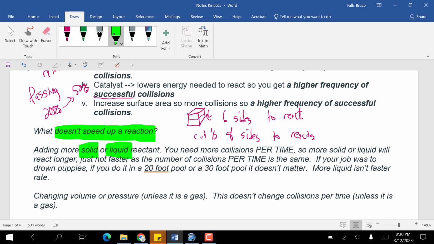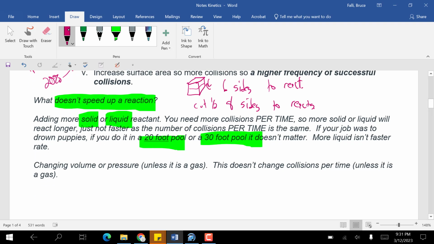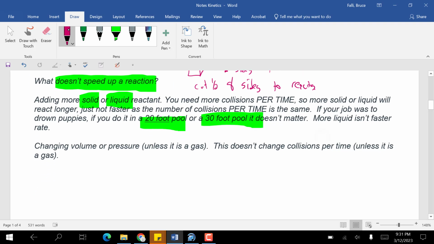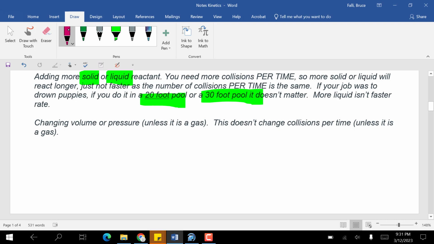Okay. If your job was to drown puppies, what a terrible job. If you do it in a 20-foot pool or a 30-foot pool, it doesn't matter. More liquid doesn't make it any faster. Okay. That's secretly how those lifeguard training jobs work. That's how they train you. They make you drown puppies. I'm joking. My dog's at the foot of the bed. I hope she's not really listening to me.